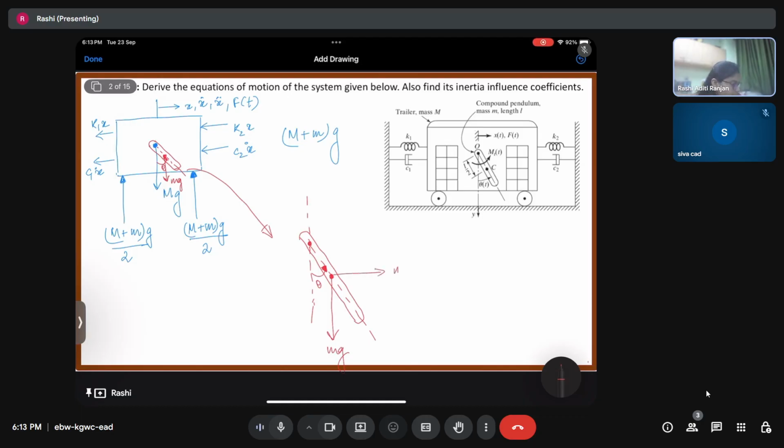Apart from that, we have m x double dot. Since this whole trailer has an acceleration x double dot in the forward direction, this compound pendulum is also going to have that much acceleration in the forward direction, apart from its own dynamics, because its frame of reference is moving. So small m into x double dot.